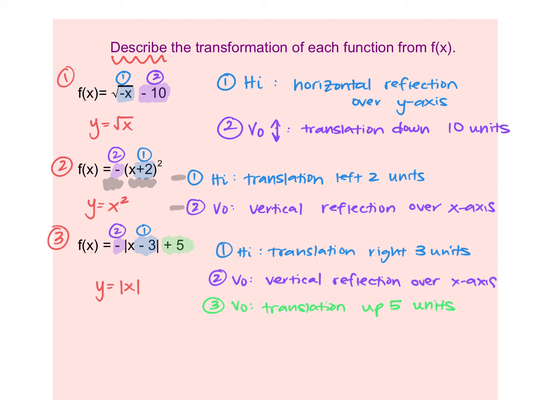In the next scenario, we actually have 3 different transformations happening. The first one here, I always like to start on the inside, is a -3 on the inside, which is going to move our function to the right 3 units. Next, we have this vertical transformation of multiplying by a -1. Vertical outside means it's going to be a vertical reflection over the x-axis. This +5 is also outside, so we have a second vertical transformation. This +5 is going to move our function up 5 units.